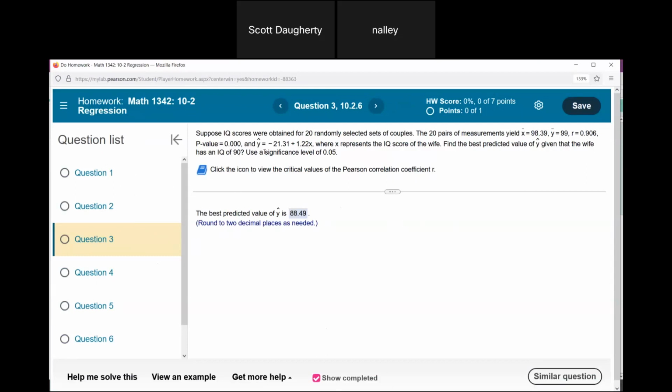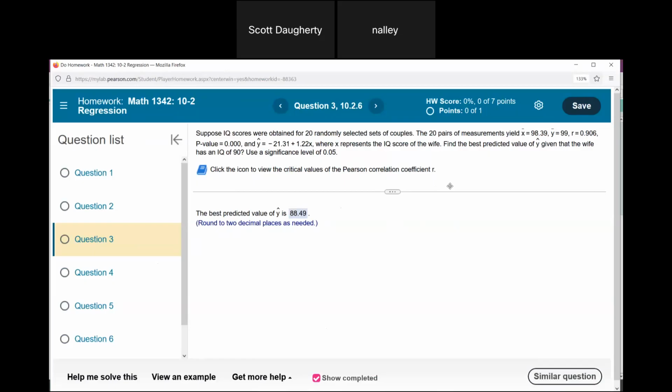And this is the regression line that they came up with based upon the sample data. Okay? And they say find the best predicted value of y hat given that the wife's IQ score is 90. So you're making a prediction for the husband's IQ score based upon the wife's IQ score being 90. And they say use a 0.05 significance level.